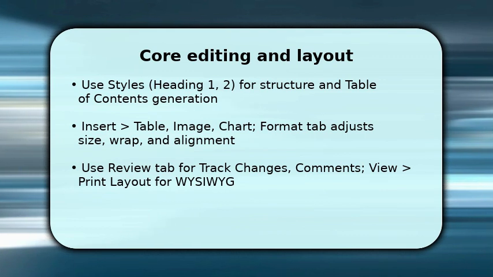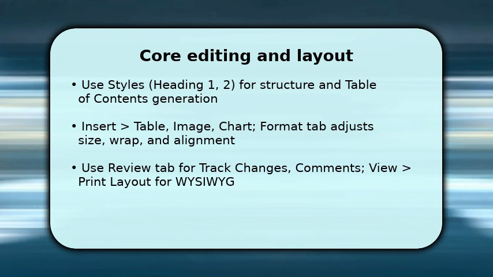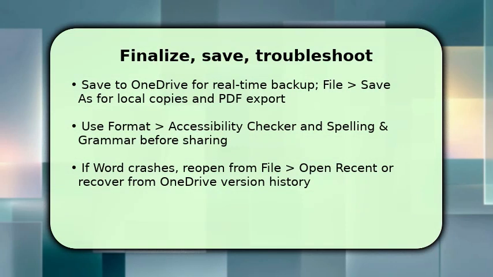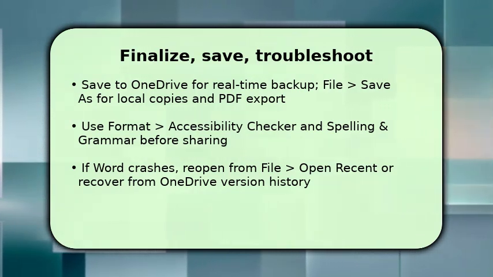Use the Review tab to enable track changes and add comments if you collaborate. Once done, switch to Print Layout View to preview page breaks and final spacing, so what you see is what prints or exports. Finish by saving to OneDrive and exporting a PDF via File Save as to preserve formatting.